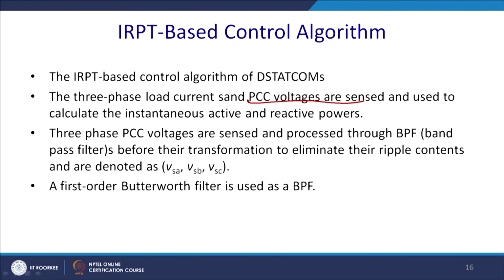The IRPT based control algorithm of the DSTATCOM is designed as follows. The 3-phase load current is sensed, along with the PCC voltage, and used to calculate the instantaneous active and reactive power. The 3-phase PCC voltages are processed through the BPF, generally a low pass filter, before their transformation, to eliminate their ripple content. Generally we can use a first order Butterworth filter for the BPF.